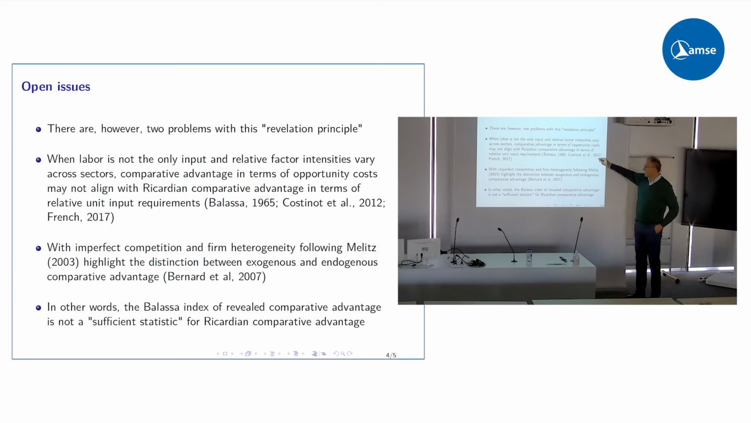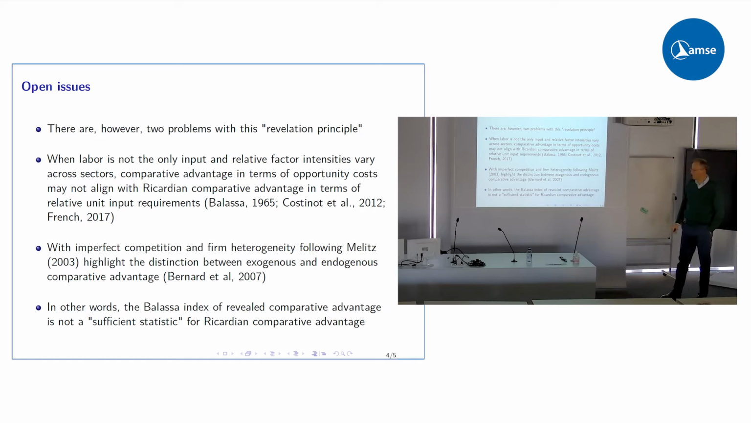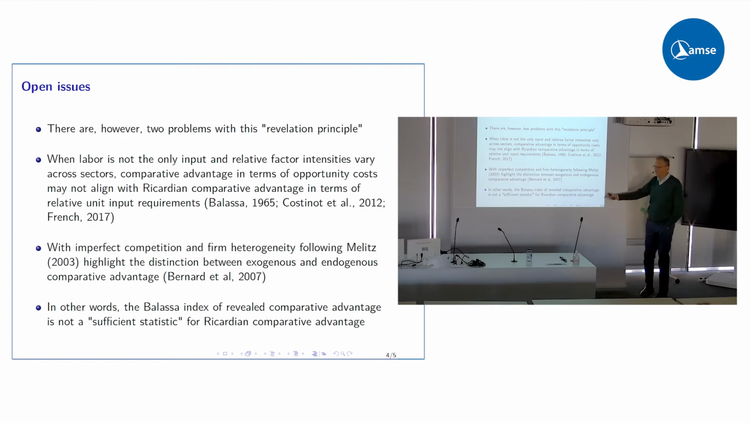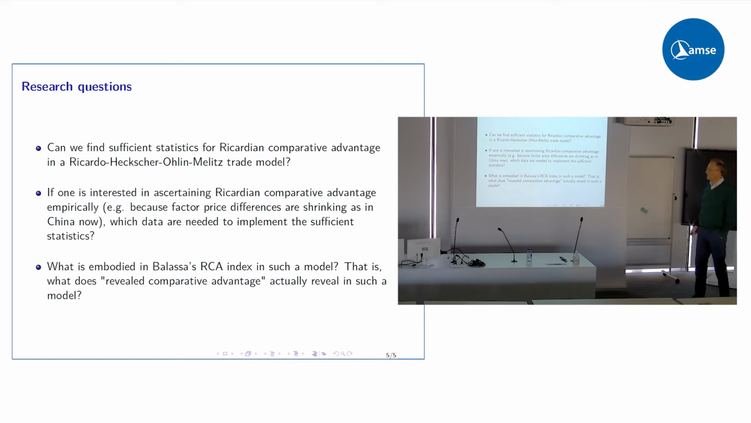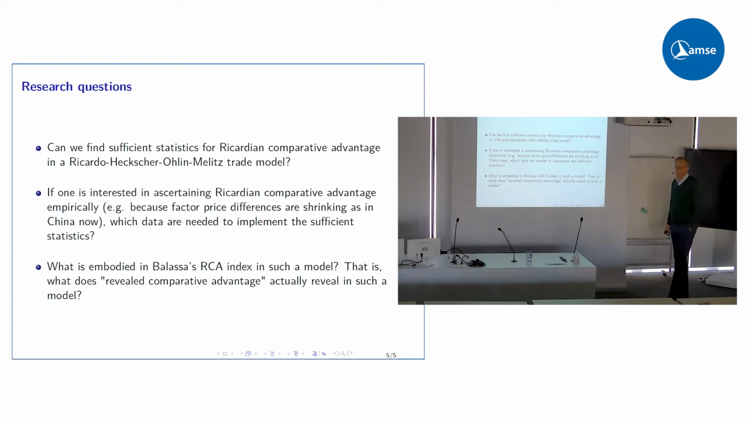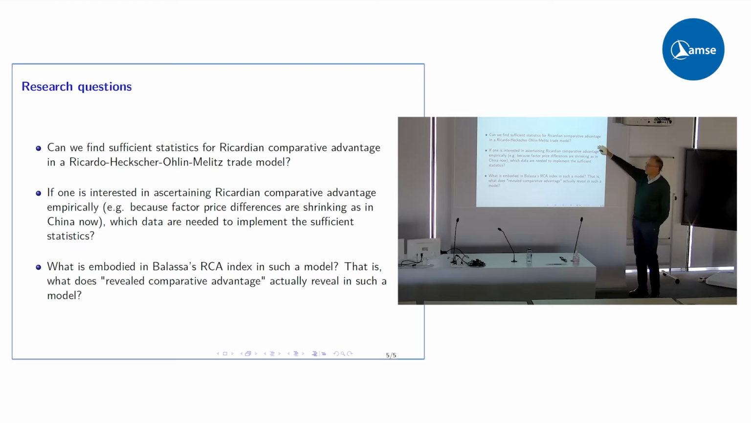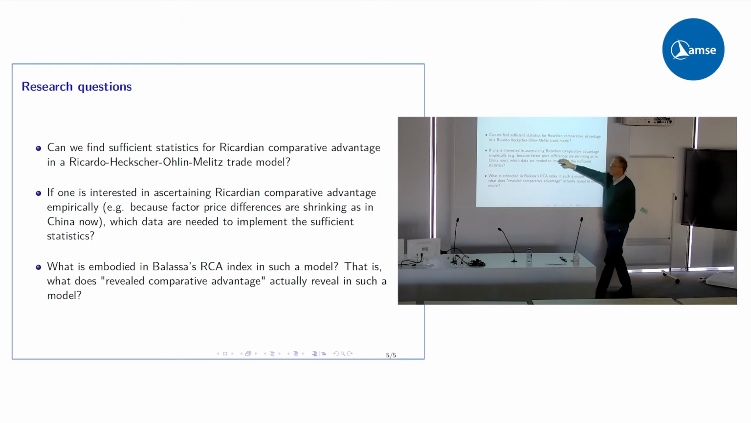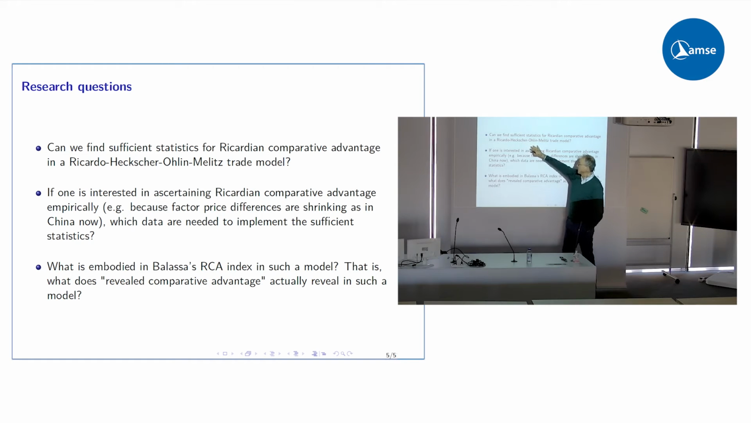So in this sense, when you try to get to the data, this Balassa index or revealed comparative advantage is not a sufficient statistic for Ricardian comparative advantage, because there are so many things going on that are affecting the pattern of trade. So in this paper, we try to answer these questions. Can we find sufficient statistics for Ricardian comparative advantage when we consider both the Ricardian aspects and the heterogeneous-firm aspects in a situation in which we have endogenous selection of firms?